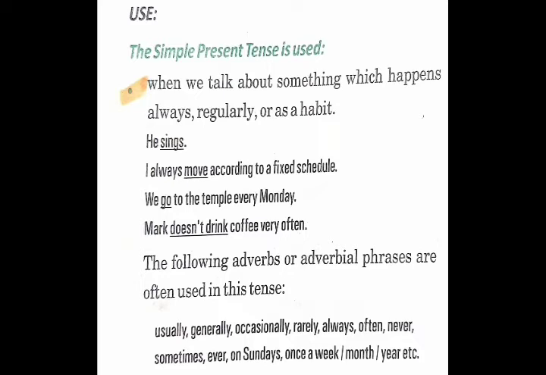Please note, in these sentences, you are using first form of verb in the sentence. Like, you have a habit of moving according to a schedule. You'll say, I always move according to a fixed schedule. In this, move is the first form or root form of the verb. So what I mean to say is that when you talk about something which happens always, regularly, or as a habit, please use simple present tense.